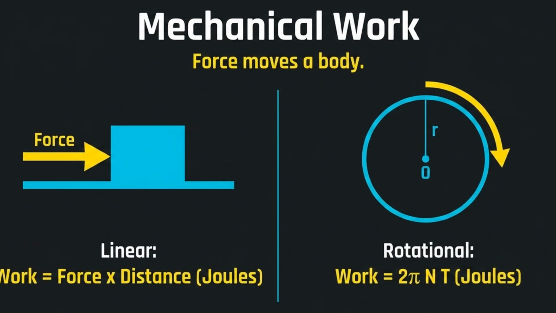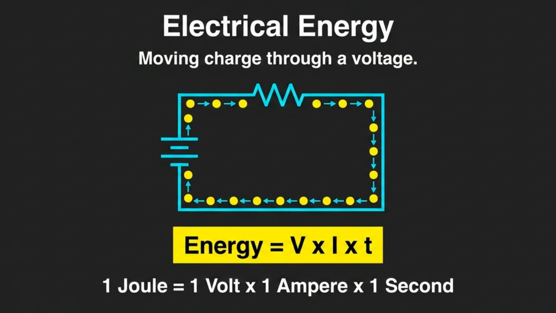Mechanical work is done when a force moves a body. For linear motion, work is force times distance. For rotational motion, the formula is work equals 2 times pi times N times T, with all work measured in joules. Electrical energy is the energy required to move charge through a voltage.